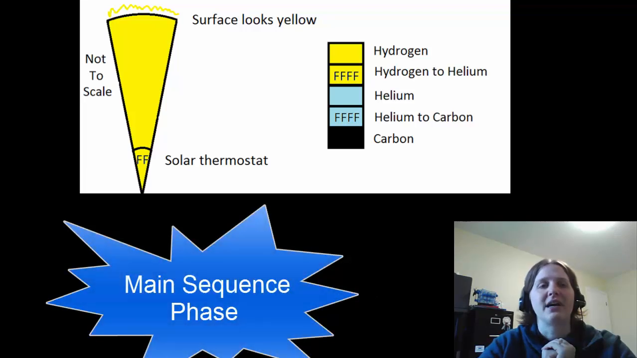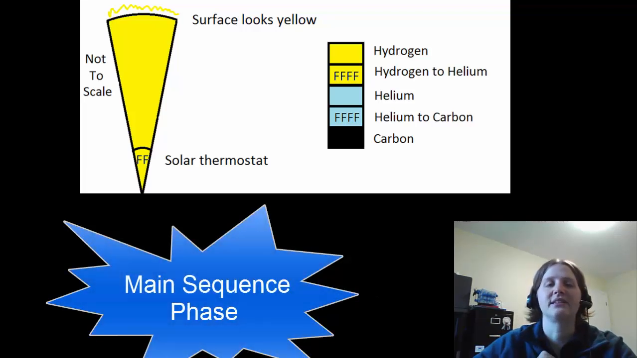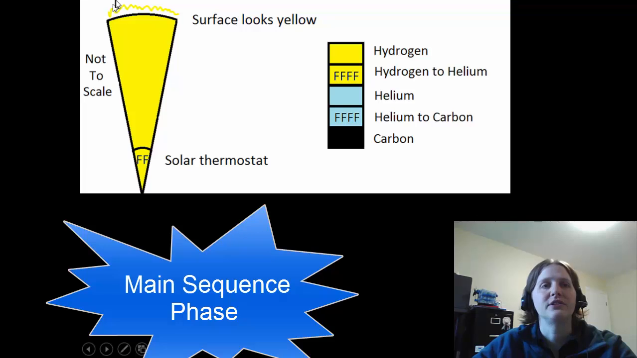Okay. These are my little pie charts describing a slice of the sun. So here's the surface of the sun, and it slices down into the core. Alright, it's obviously not to scale. I've left a note that the surface of a main sequence star like our sun would be yellow, technically whitish. Right? And our sun right now as a main sequence star is stable because of the solar thermostat.